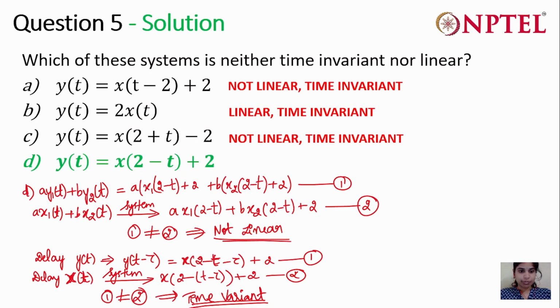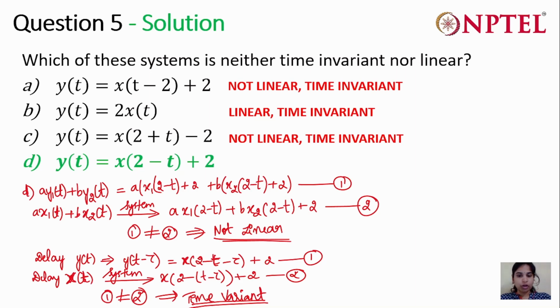The answer is option D, guys. So we are finding which of these systems is neither time invariant nor linear. Even A and C are non-linear, but both are time invariant. So let us check option D.